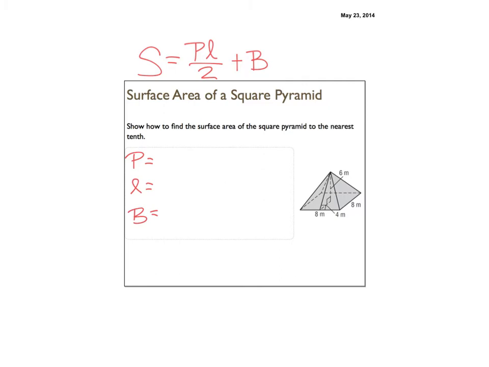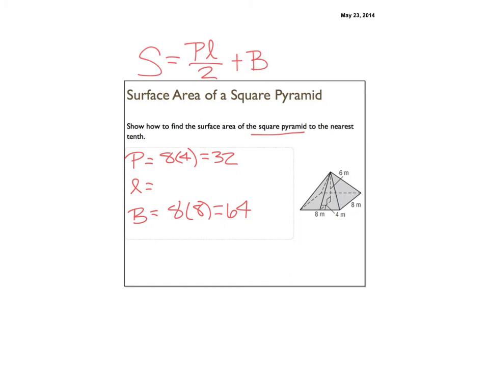Now, a few things. We see that this is a square pyramid, so that means all the sides are going to be the same in this square. Now, I see that these side values are labeled as 8. So I know my perimeter is going to be 8 times 4. So that'll give me 32 as my perimeter. My slant height I'll come back to in a second. And my base, the area of my square, is going to just be 8 times 8. And that will give me 64.